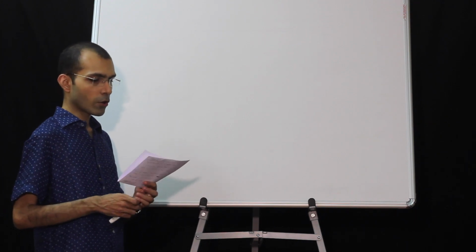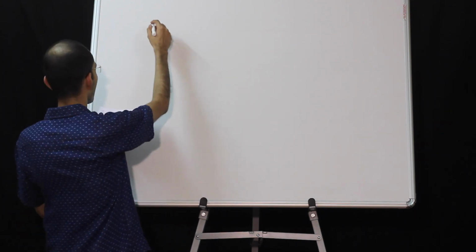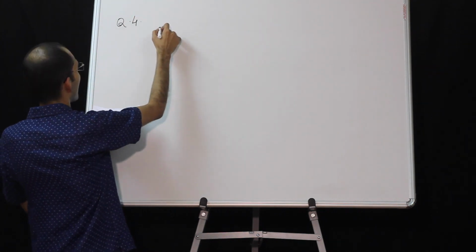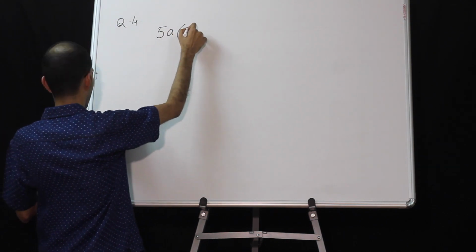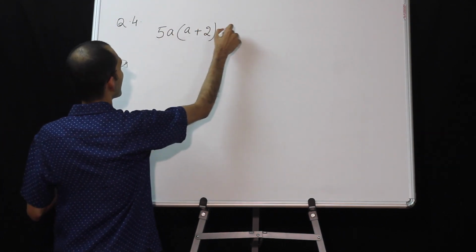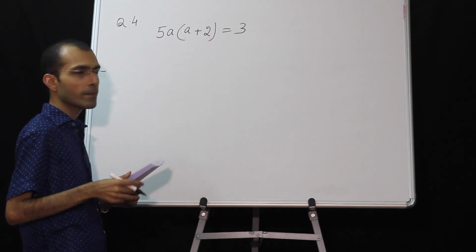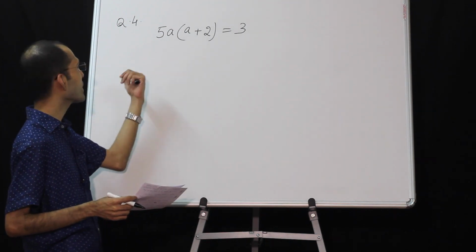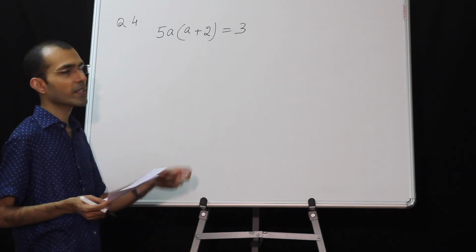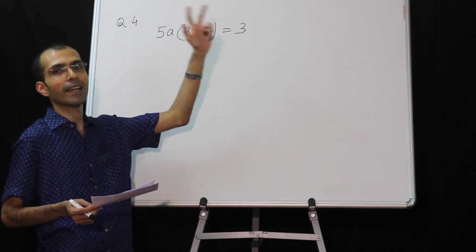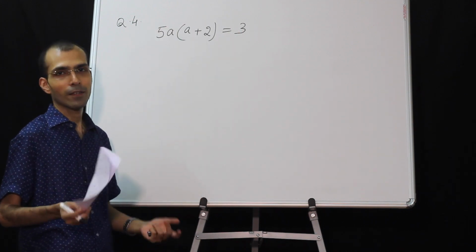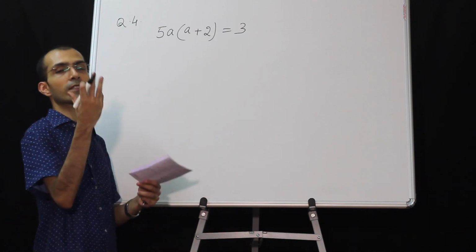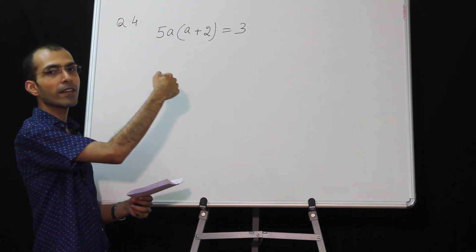Now let us come to the formula. Consider the sum 5a into a plus 2 equaling 3. We will have to simplify this, bring the equation to the standard form, and then solve. The question says solve for a. This is the way the question will be framed. Solve for a. Or they can say find the roots of this given equation.